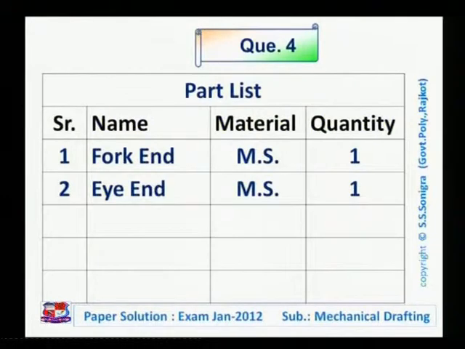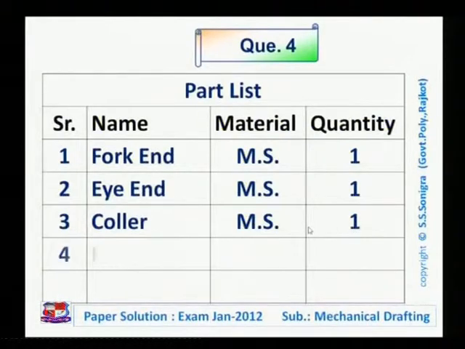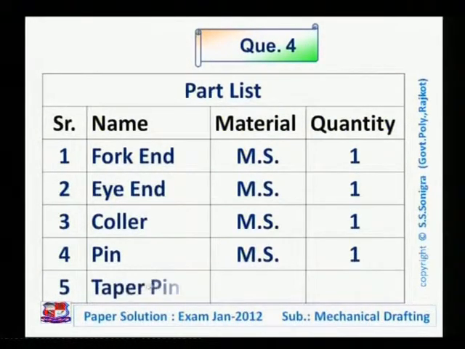In general cases, the material which is used in joints is mild steel. You may write cast iron, it doesn't matter because the question refers to just preparing the part list. Number 3 is collar, which is made up of mild steel, MS, and quantity is 1. Number 4 is pin, made up of mild steel, 1. Number 5 is taper pin, mild steel, 1. So this is the part list of the given problem, which carries 2 marks.